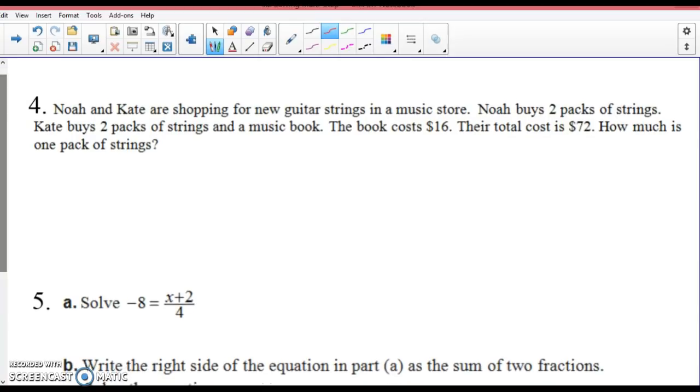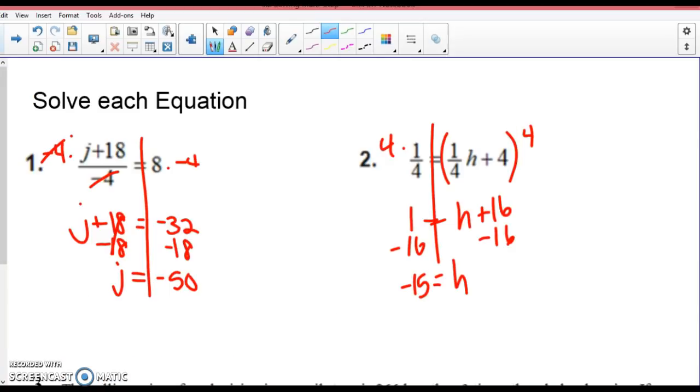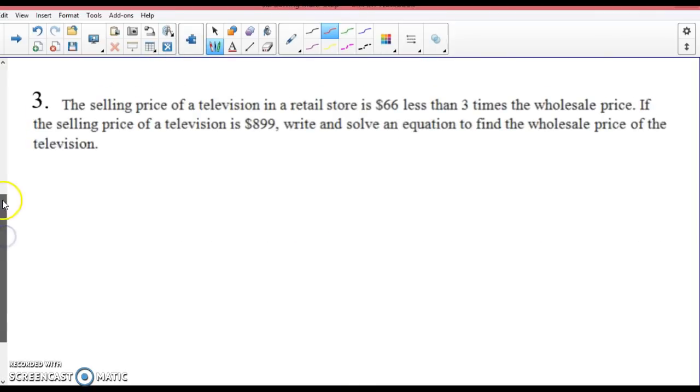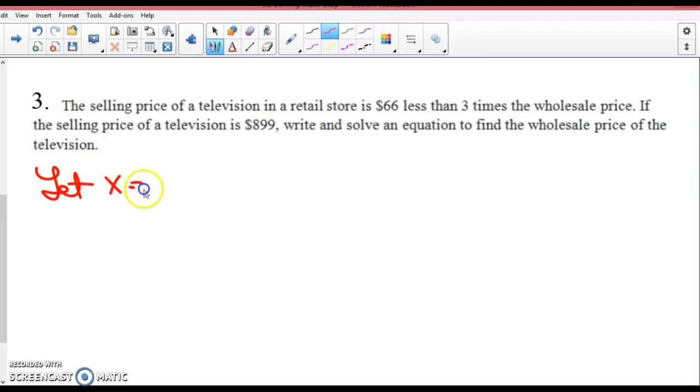Okay. Noah and Kate are shopping for new, let me see, here we go. The selling price of a television in a retail store is 66 less than 3 times the wholesale price. If the selling price is $8.99, write and solve the equation to find the wholesale price. So, define your variable. What are we looking for? Let x equal the wholesale price. So, they're telling us that the selling price is $8.99. So $8.99 is 66 less than 3 times the wholesale price.